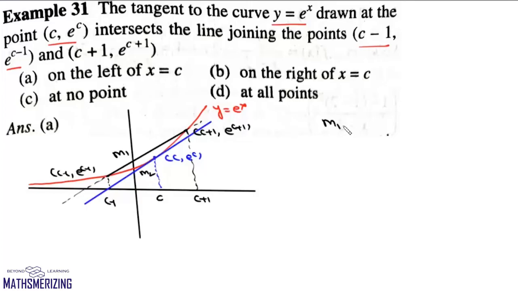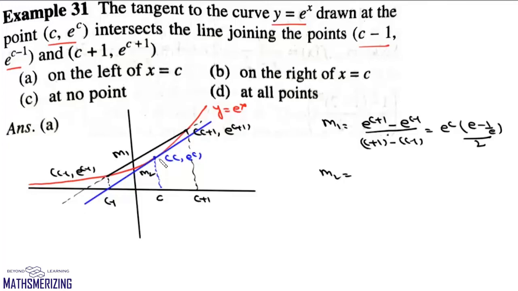Now m1 is (y2 minus y1) upon (x2 minus x1). So it will be (e^(c plus 1) minus e^(c minus 1)) upon (c plus 1 minus c plus 1), which is e^c times (e minus 1/e) divided by 2. And if we find m2, m2 is the slope of the tangent to this curve at this point c, which is nothing but e^c. Now we know that (e minus 1/e)/2 is greater than 1. So from here we can say this m1 is greater than m2.